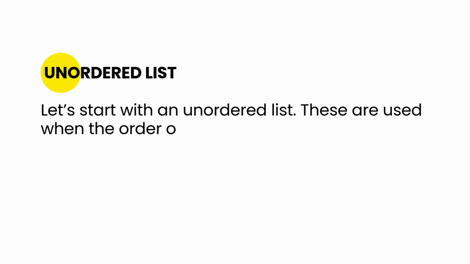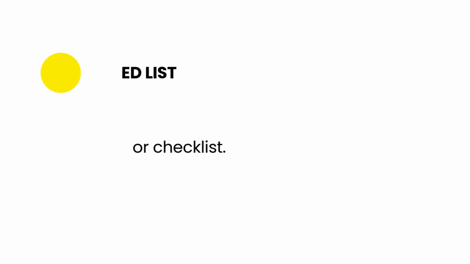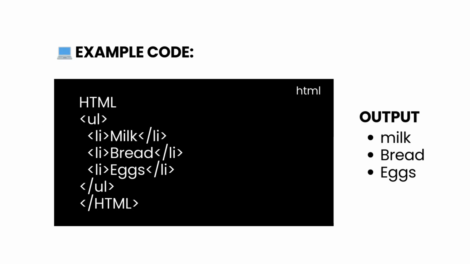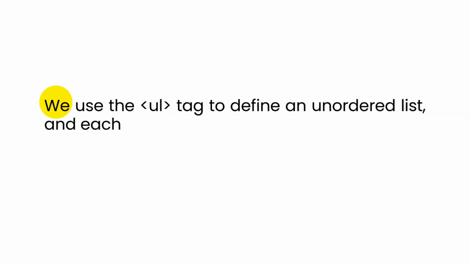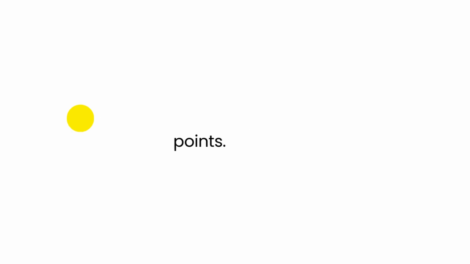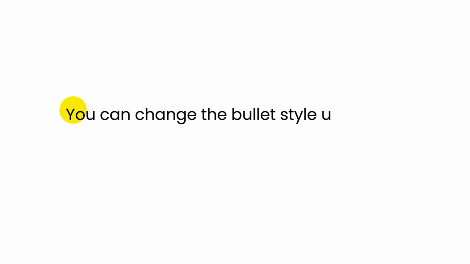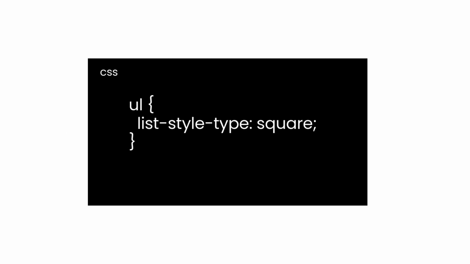These are used when the order of items doesn't matter, like a grocery list or checklist. We use the UL tag to define an unordered list, and each item is inside an LI tag. By default, browsers show these with round bullet points. You can change the bullet style using CSS: disk, circle, square, or none.